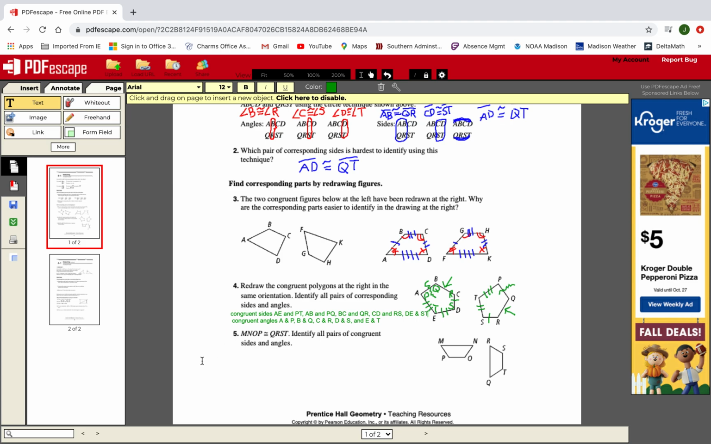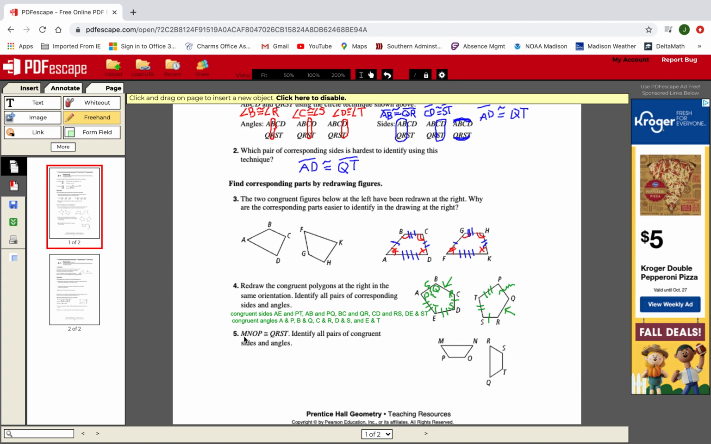Okay, so number 5 actually labels the figure, or gives us a congruent statement. Congruent statements are just super, super helpful, because we can use those congruent statements to tell us exactly which parts are congruent. We don't even need the figure. So here we have MNOP congruent to QRST. Identify all pairs of congruent sides and angles. We don't even need the figures. We can just use the statements here.